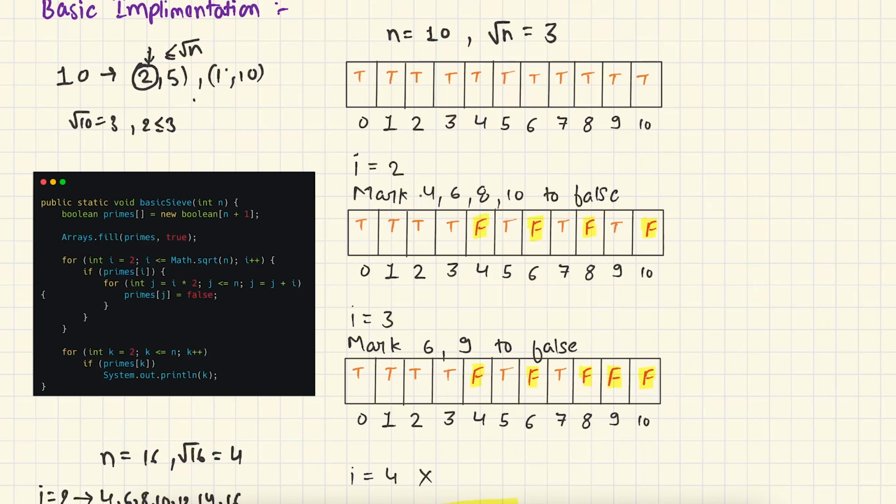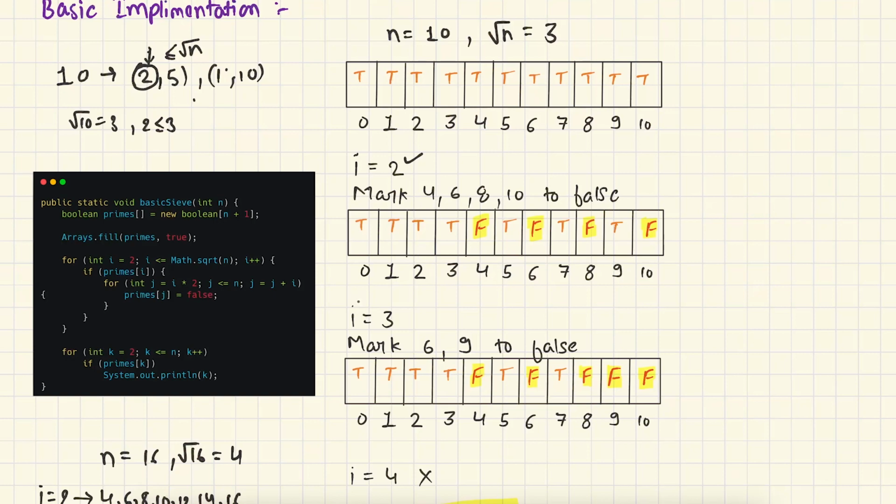We mark all of these elements as false because 2 is our smallest prime number, right? And the multiples of 2 are definitely composite numbers. So we are marking 4, 6, 8, 10 as false. It means all these numbers are composite and we do not care about them, correct?